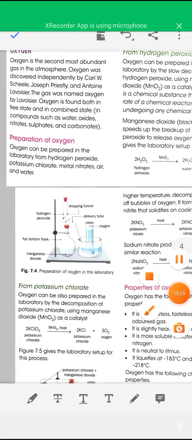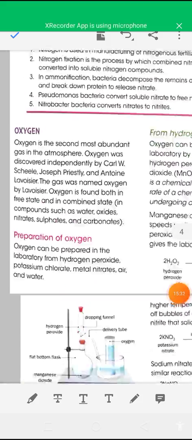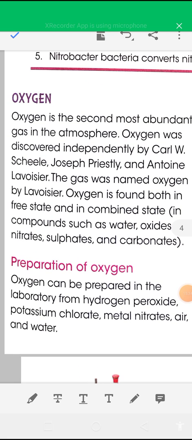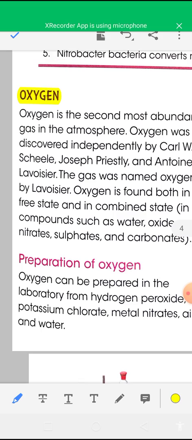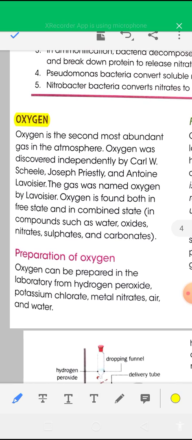Now see, the next element is oxygen. Oxygen is present at almost 21%. Oxygen is the second most abundant gas in the atmosphere. Oxygen was discovered by Carl W. Scheele, Joseph Priestley and Antoine Lavoisier. The gas was named oxygen by Lavoisier. Oxygen is found in both the free state and the combined state in nature.